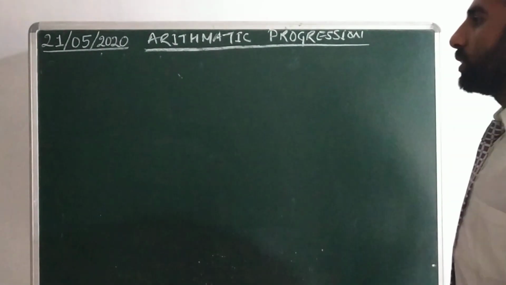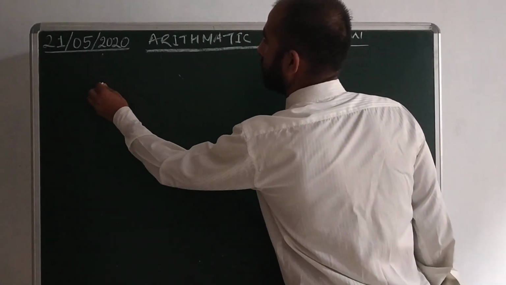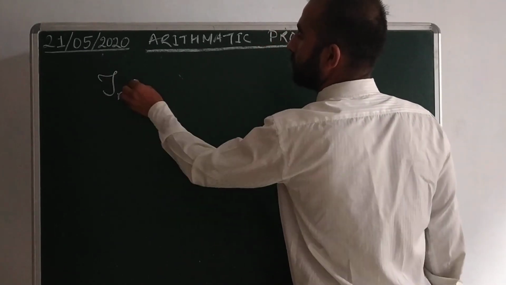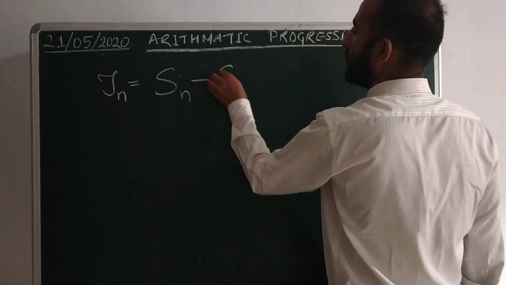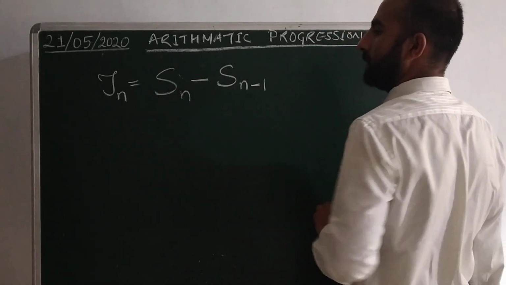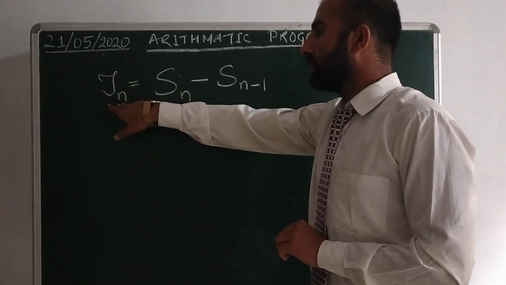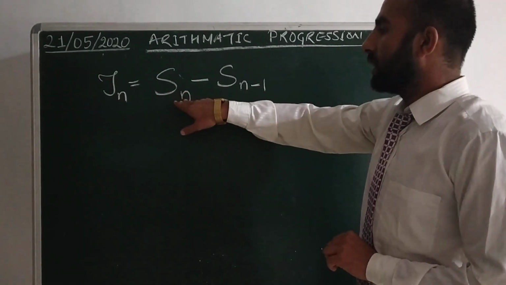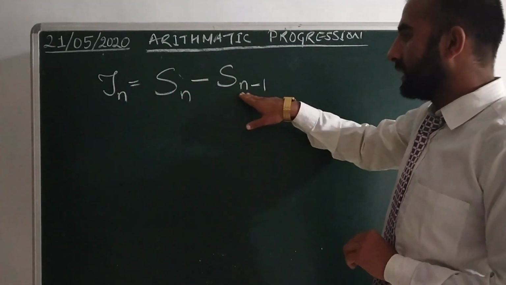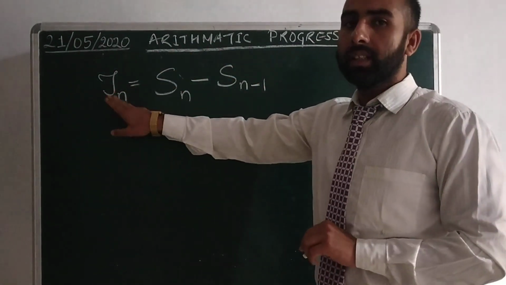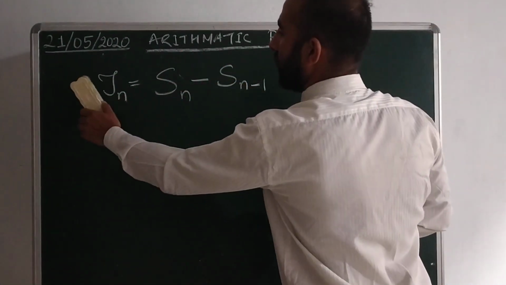Today I'll go with the first special formula. One special formula is there to find out the term Tn, which will be Sn minus Sn minus 1. So if you have to find a certain term, then the sum till that particular term and the sum till the preceding term, if you subtract, then you will get the required term. Let me explain you with the question. Please keep this formula in your mind.